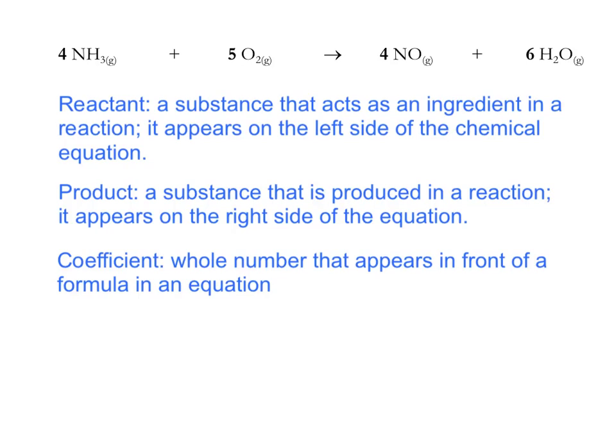Coefficients are the whole numbers that appear in the front of a formula, and so that would be the 4, the 5, the 4, and the 6. This is not to be confused with the subscript, such as in NH3 where there is a 3. The subscript indicates how many atoms are bonded in the formula.